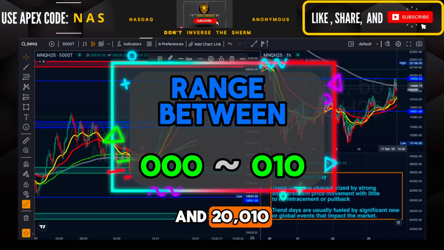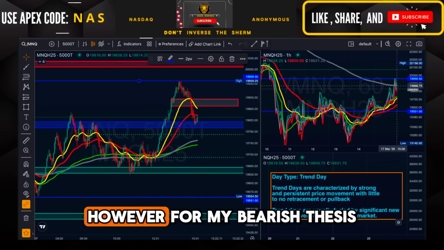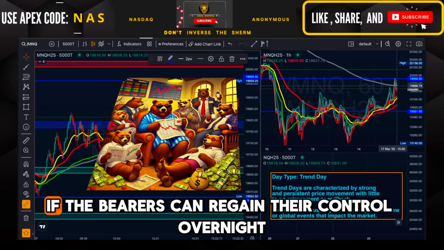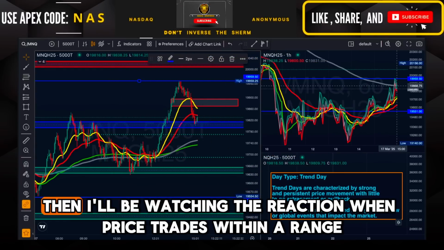But if they fail to regain control, then I'll be watching the reaction when price trades within a range between 20,000 and 20,010.